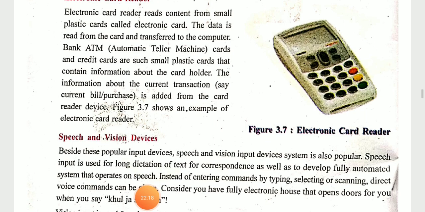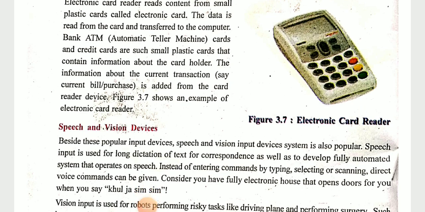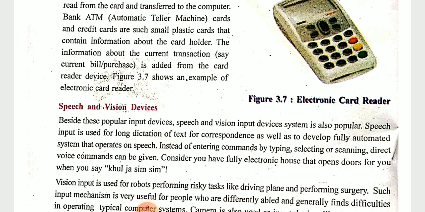The data is read from the card and transferred to the computer, such as the bank ATM. The full form of ATM is automatic teller machine. ATM and credit cards are small plastic cards that contain information about the card holder. The credit card stores the information about the card holder. The information about the current transaction is added from the card reader.